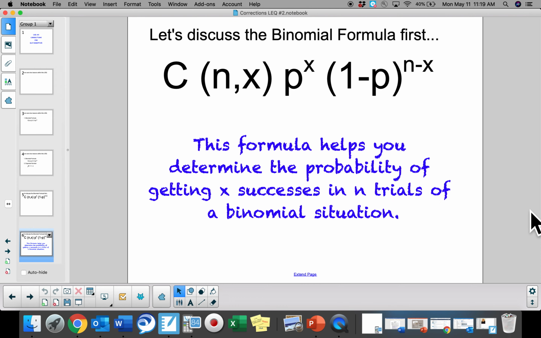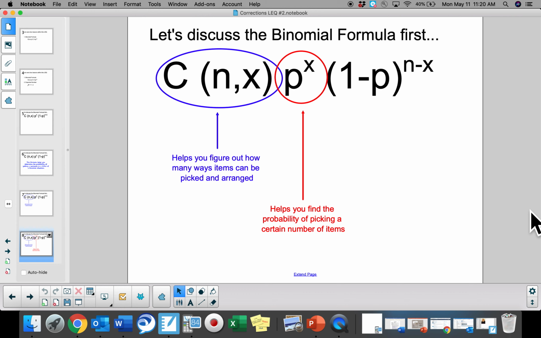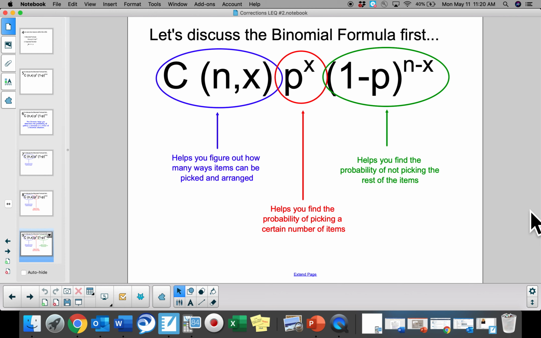This formula helps you determine the probability of getting X successes in N trials of a binomial situation. Each piece plays a different part. The first piece helps you figure out how many ways items can be picked and arranged. The second piece helps you find the probability of picking a certain number of items. And the last piece helps you find the probability of not picking the rest of the items.